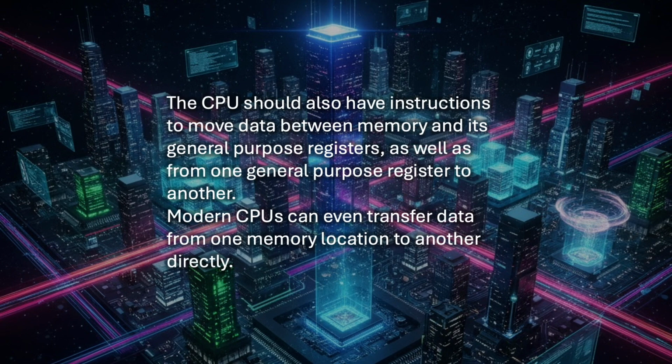The CPU should also have instructions to move data between memory and its general-purpose registers, as well as from one general-purpose register to another. Modern CPUs can even transfer data from one memory location to another directly.